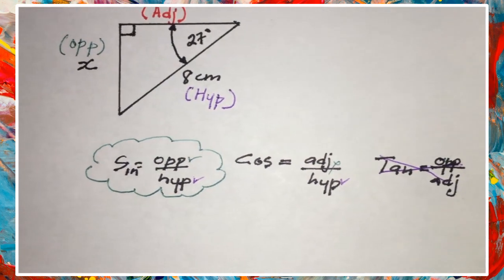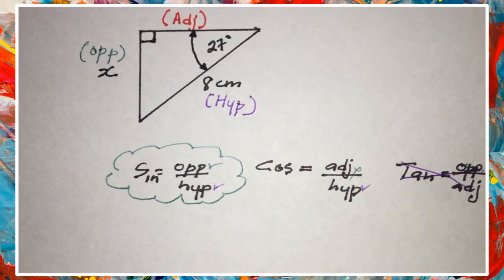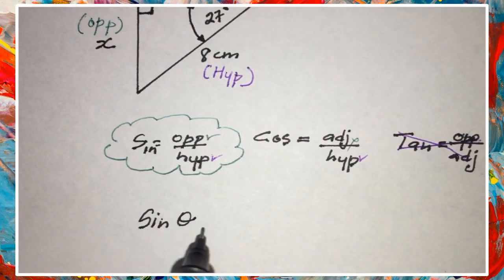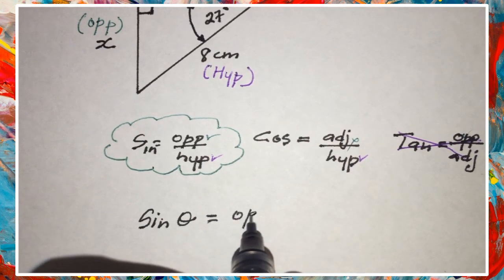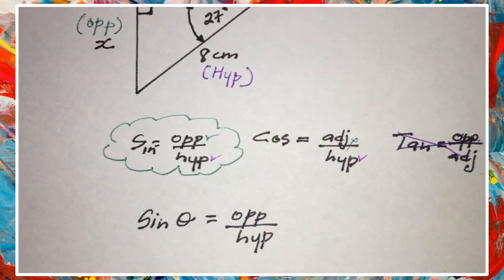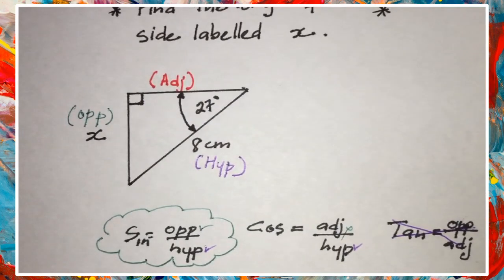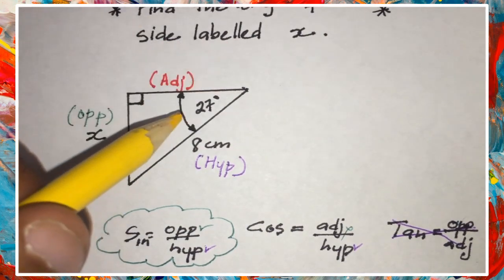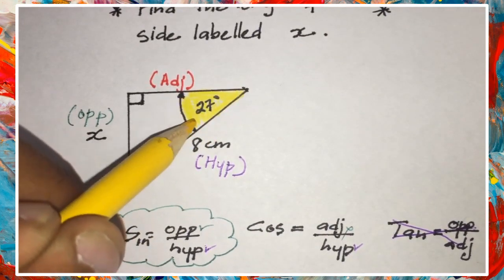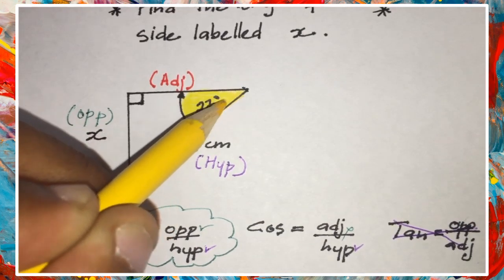Let's check it out now. The sine ratio says sine of an angle is equal to its opposite divided by the hypotenuse. Let's look at our diagram and pick up some information. So, do we have an angle? The angle of interest is this angle right up here. See it here? Does it have a measurement? Yes. That measurement is 27 degrees.